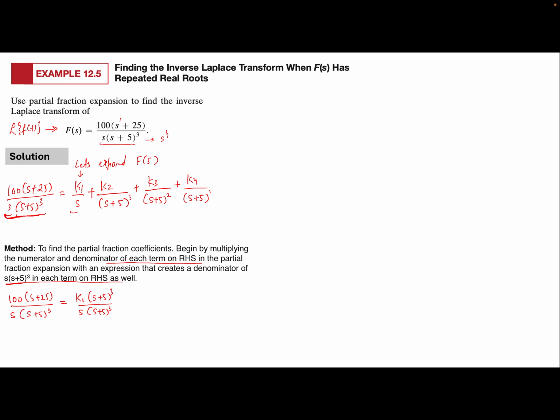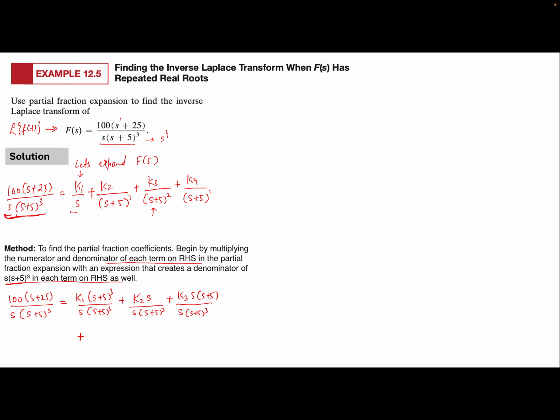So my denominator becomes the same for k1. For k2, I just need to multiply with s, so I get the same term here. For the third term, which has (s+5) squared, in order to get this, I need to multiply the denominator with s and another (s+5), to make it (s+5) whole cube. So I'm going to multiply it with s times (s+5).